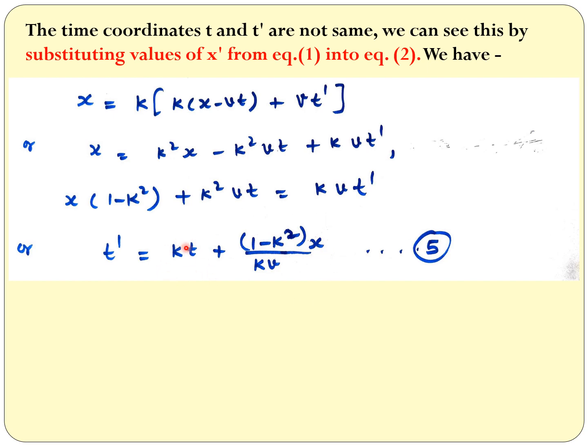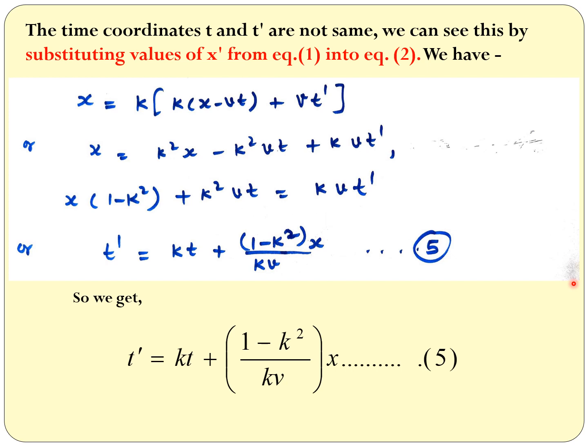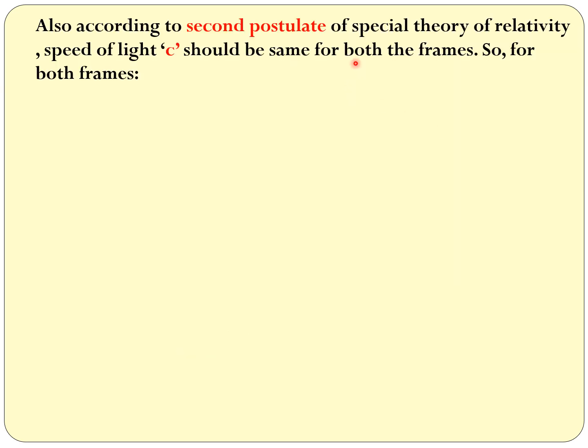So our job is to find out this constant k, which depends on the velocity of the frame. So t prime equal to kt plus (1 minus k square) by k into v into x. This is equation number 5. And according to the second postulate of relativity, the speed of light c is constant for both frames of reference, either in the S frame or the S prime frame.